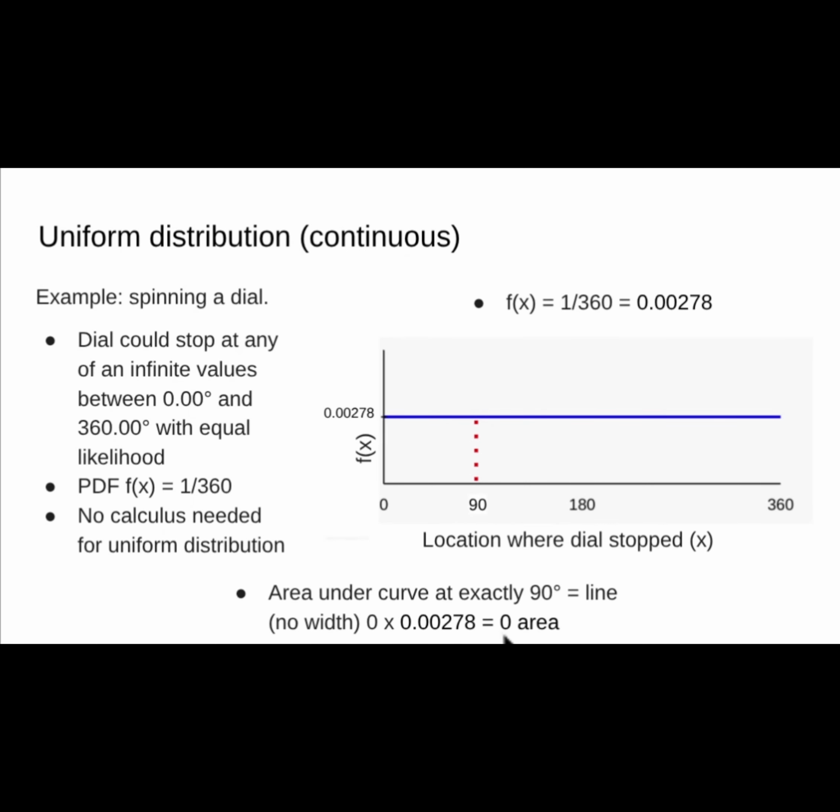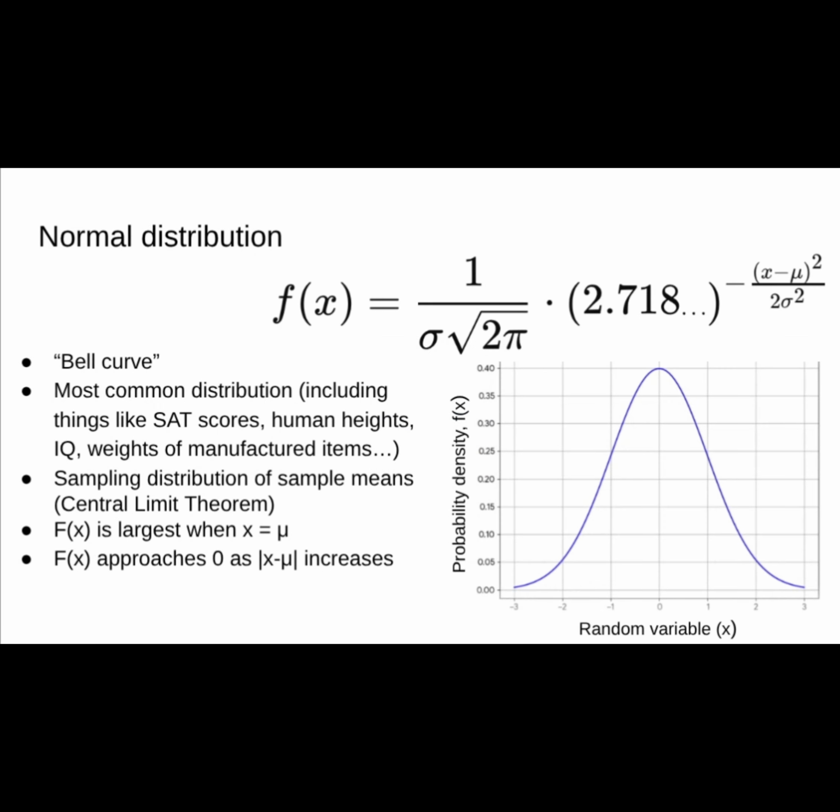And we already know that the probability for an individual exact value is equal to 0. The most common distribution is called a normal distribution. It has this bell-shaped curve. Phenomena that follow a normal distribution include things from SAT scores, human heights, IQs, weights of manufactured items like cereal boxes, and many, many other things. And this is the distribution that we're going to be dealing with for the rest of the course.